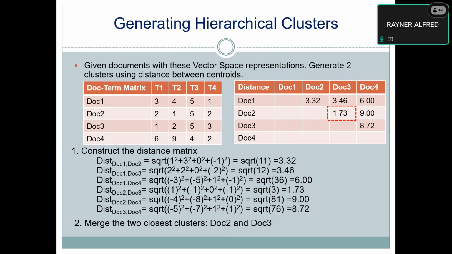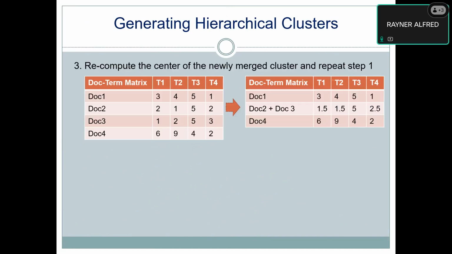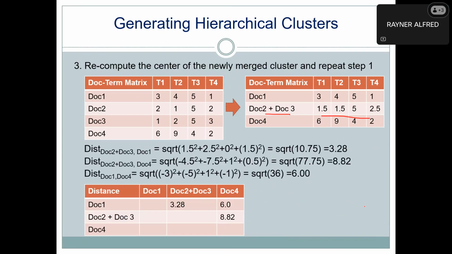Okay. Once we combine, that means the center will be different, right? So we need to take the average. This one is 1.5, 1.5, 5, 2.5. Okay. So the next line, this becomes this already. We have a new center here. So we need to form a 3 times 3 proximity matrix.